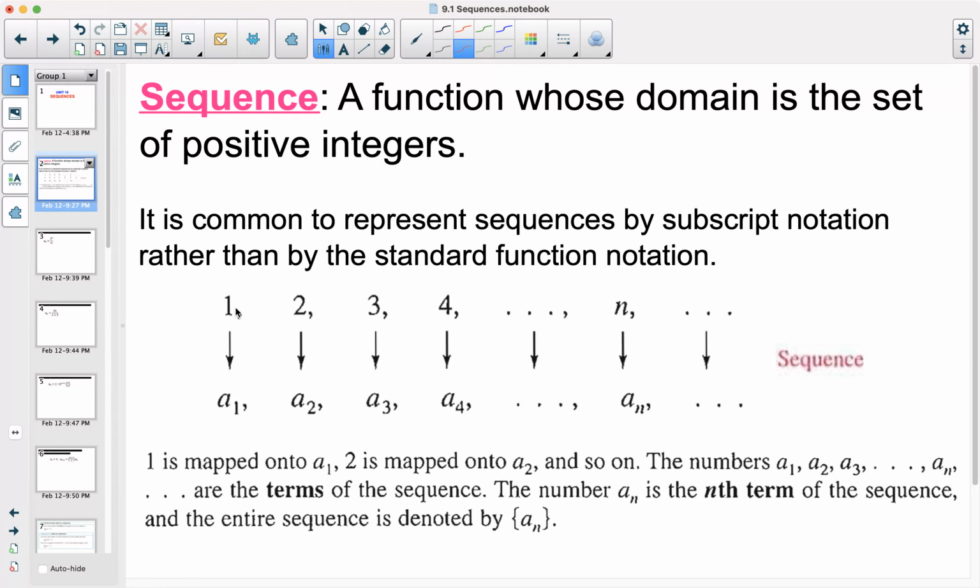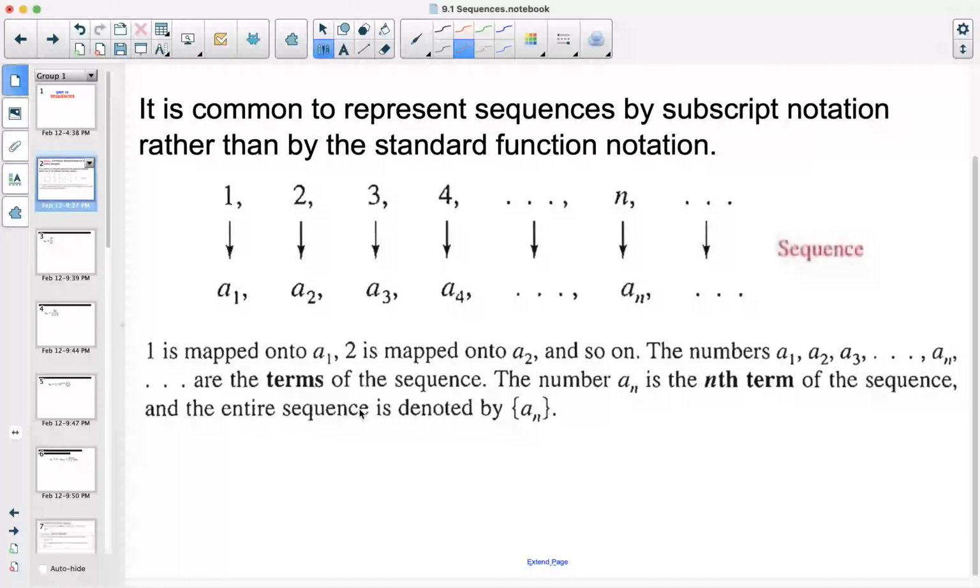So as you can see here, 1 is mapped onto A1, which is the first term, 2 to A2, and so on. Let's scroll a little bit here. So the numbers A1, A2, all the way to AN are the terms of the sequence. And when we talk about A sub n, that's the nth term of the sequence. And if you ever see something that talks about the entire sequence, the notation for the entire sequence looks like what I just underlined.